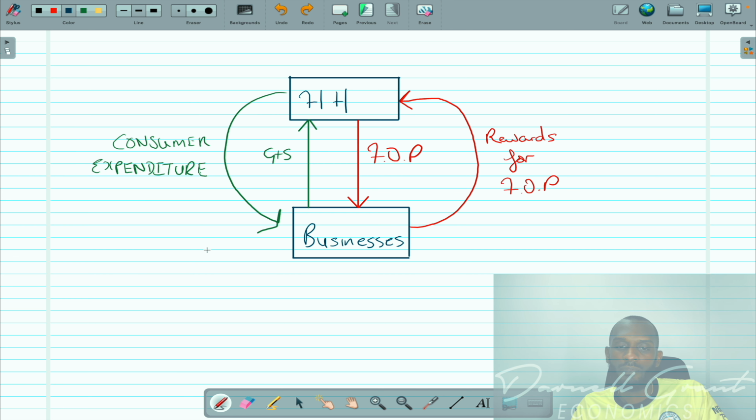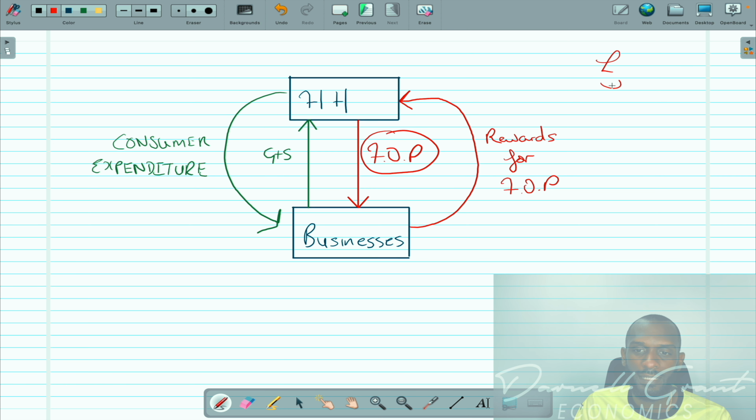And on the other end of that, in order for businesses to even function, households must provide to the businesses factors of production. And we should know what the factors of production are, and that is land, labor, capital, and entrepreneurial ability. You may call it enterprise in some areas. It's the same thing technically.